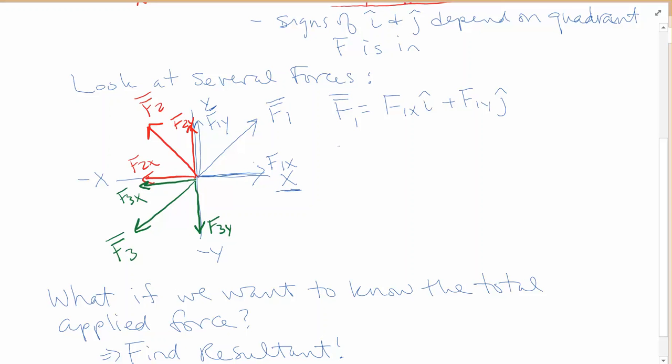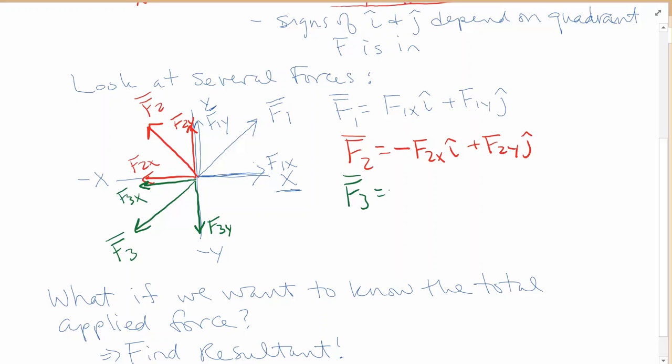Now let's go to F2. For F2 we are going to the left, so that indicates a negative x direction. So we will put negative F2x i. And for the y component, it is going up, which is a positive y direction. So we will put plus F2y j. And then finally F3.